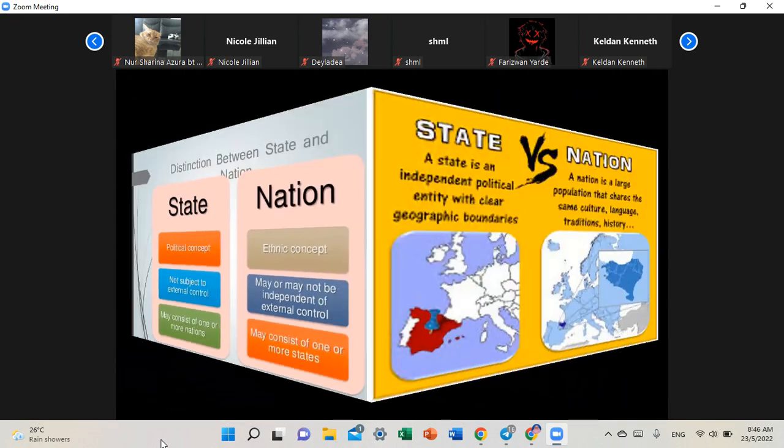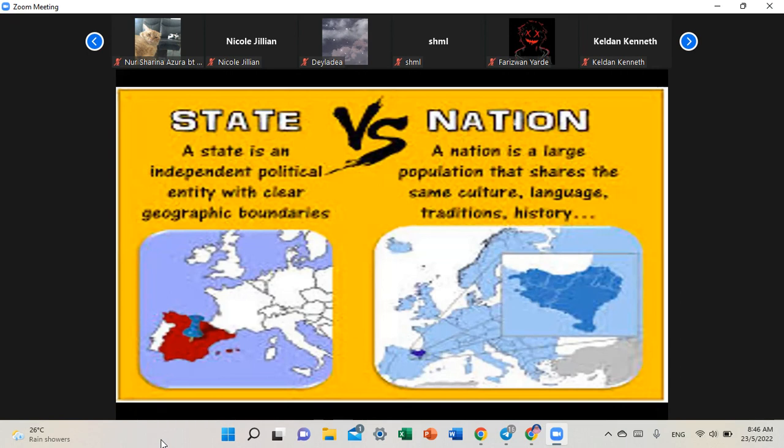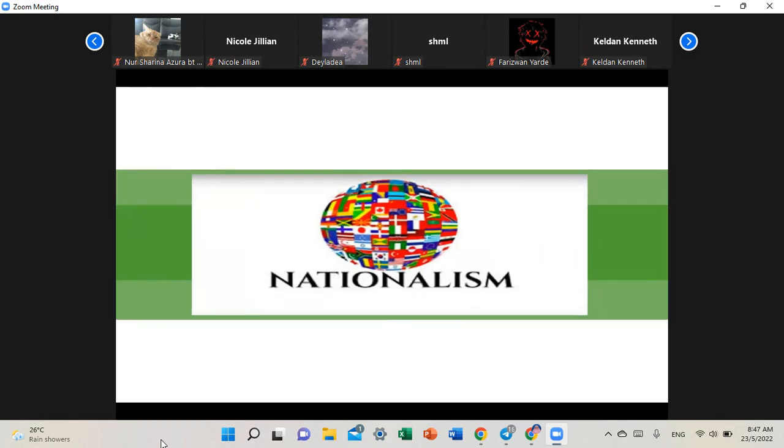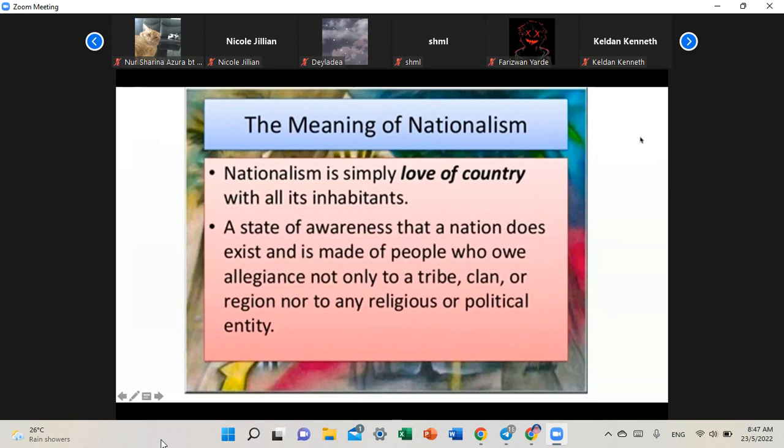So a state is an independent political entity with clear geographic boundaries. As you can see from the picture, you can see the state's border. Whereas a nation is a large population that shares the same culture, language, tradition, and history. So you can see there, it highlights one area, not based on the international border. And then nationalism. Any questions so far?